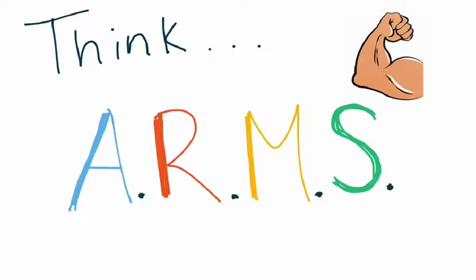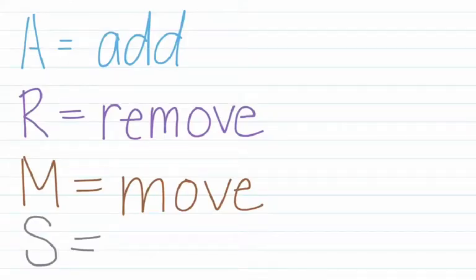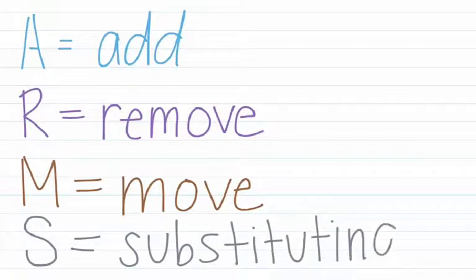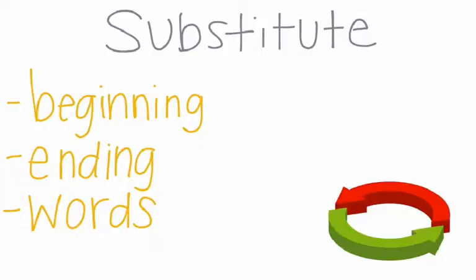The acronym that we are using to remember how to revise and what to revise is ARMS. So each letter of ARMS stands for a different thing that we need to do when we revise. So we've talked about how the A stands for adding, the R stands for removing, the M stands for moving, and finally we're going to talk about this S, which stands for substituting. So let's talk about what type of things you can substitute in your writing when you're revising. So you can substitute the beginning or the ending of your story, and you can also substitute the words.